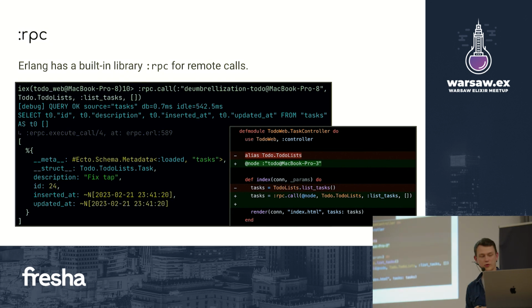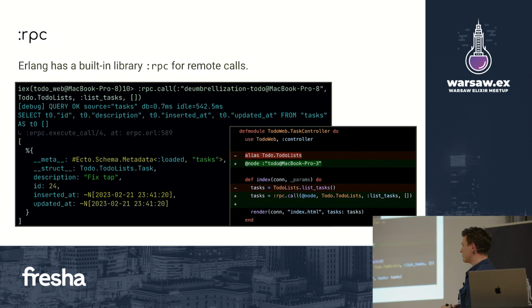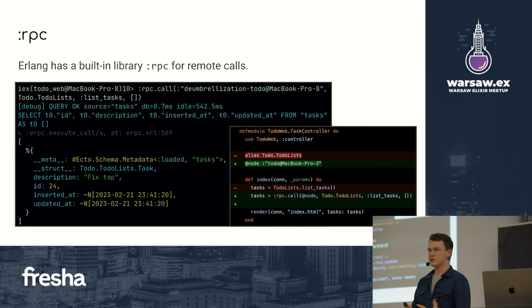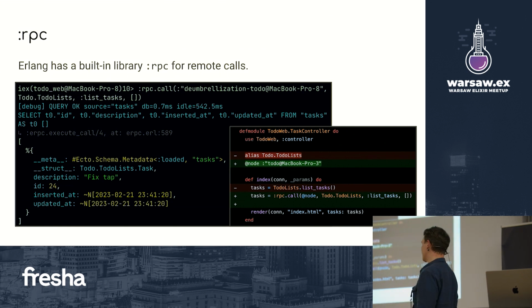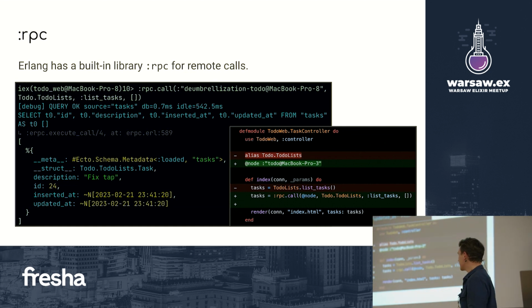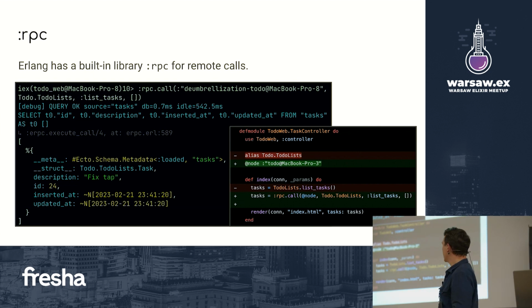So we got to the point where we've got our nodes connected, but we still need a way to send messages between them, to make them talk to each other. So again, we've got a mechanism that is ready out of the box, which is the RPC module from Erlang, and it basically works like in this example in the terminal.